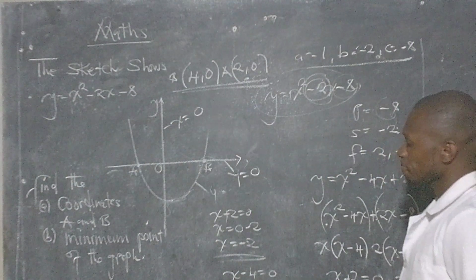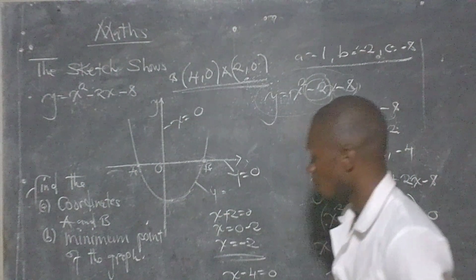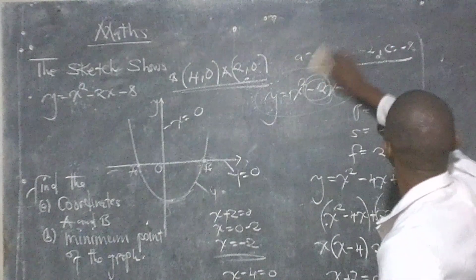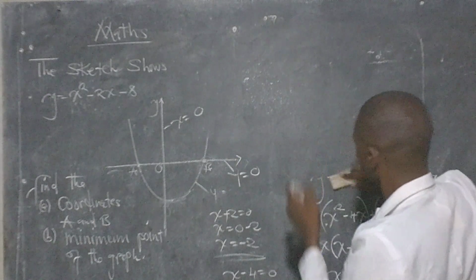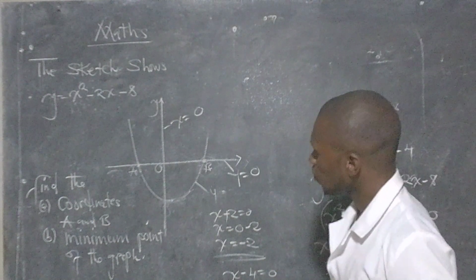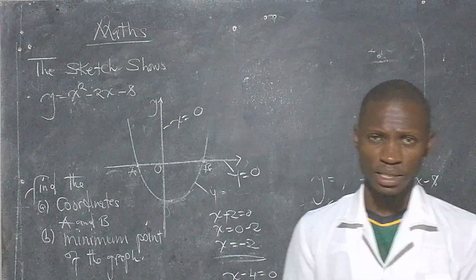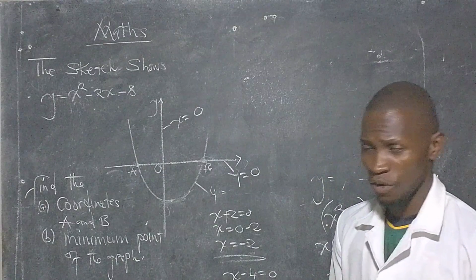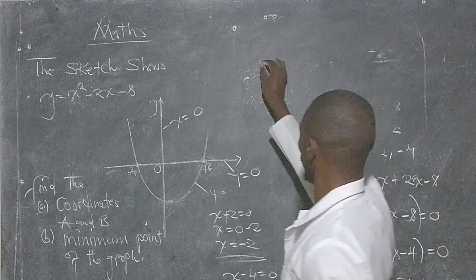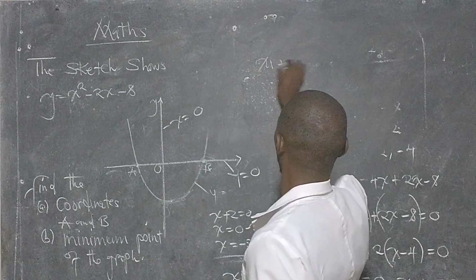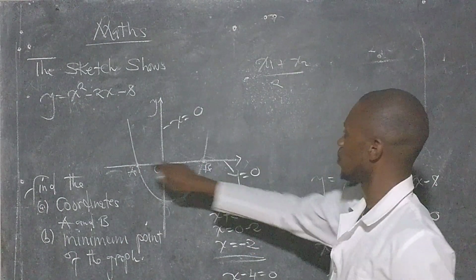And apart from that, we still have another question on the minimum point of the graph. So let me use this space now. There's nothing complicated here. For us to find the minimum point, there are 2 or 3 ways to do that. The first one, the simple one, if you are timed in an exam, is to say x1 plus x2 over 2. Then you get these values.